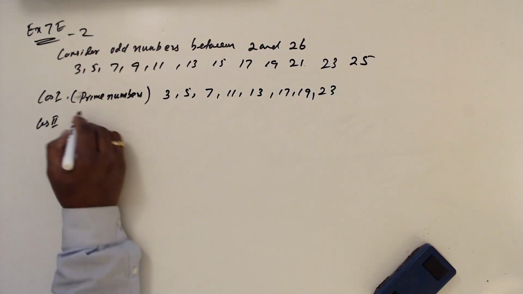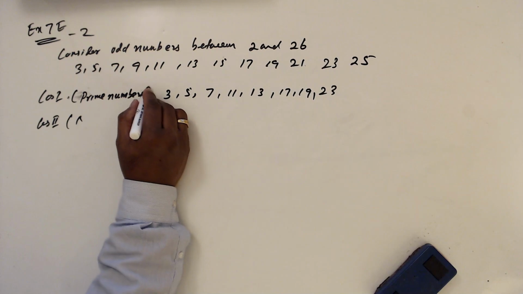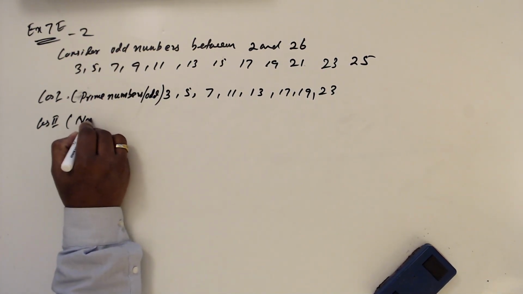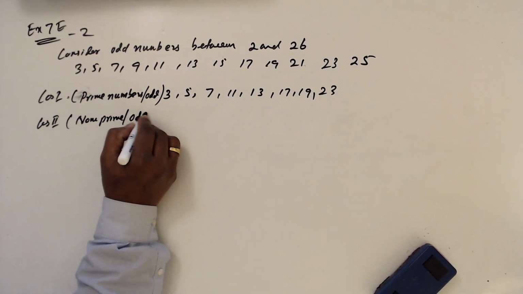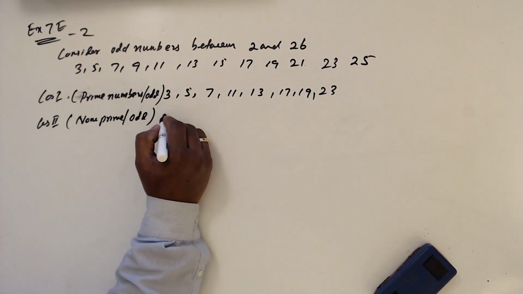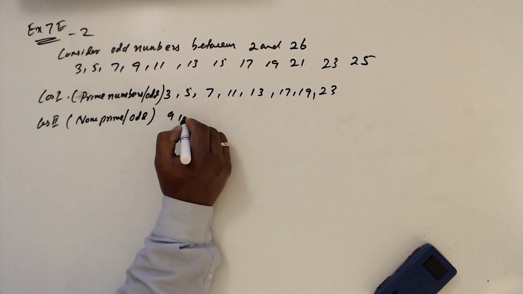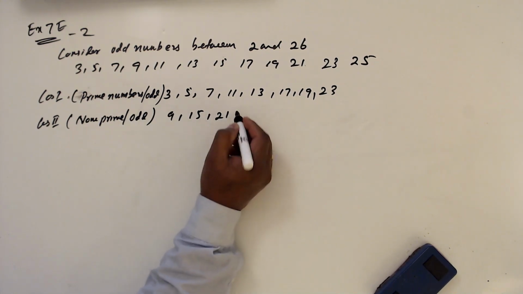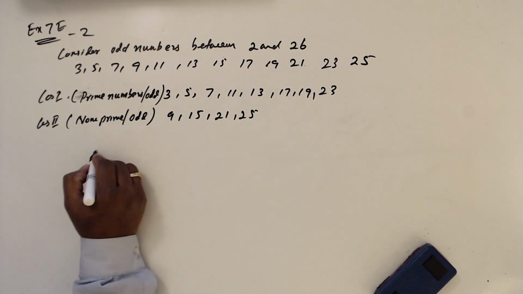Case 2, non-prime odd numbers. What are the non-prime odd numbers? 9, 15, 21, and 25.